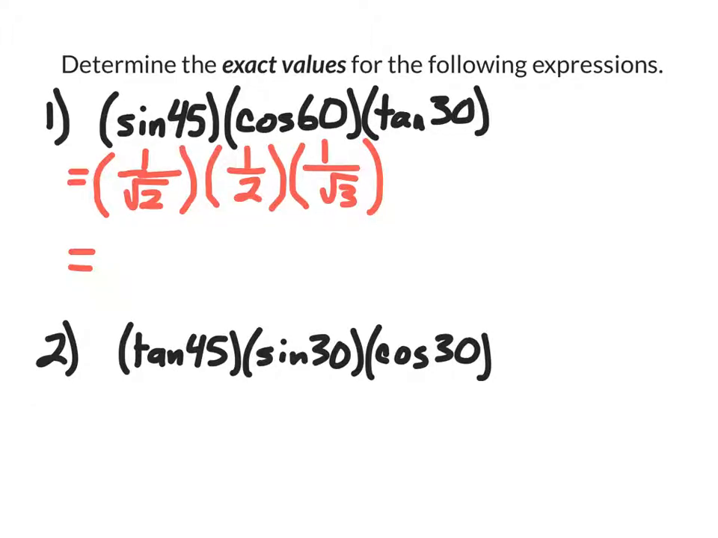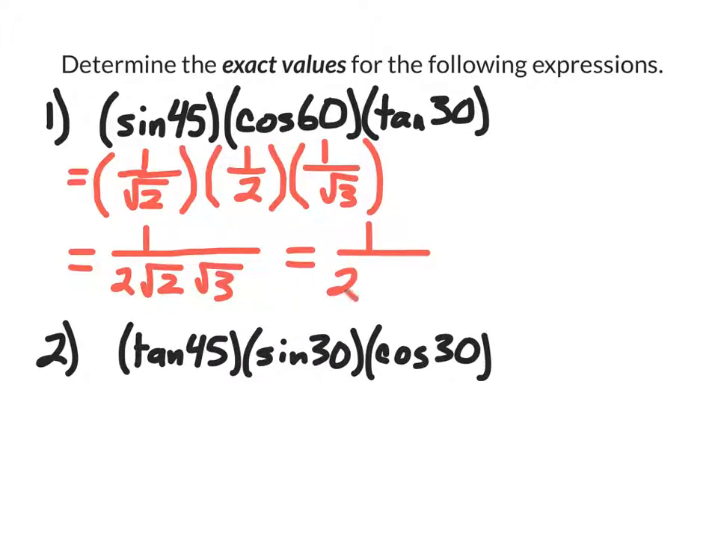If you multiply the numerators together, you get 1. If you multiply the denominators together, you get 2 root 2 root 3. And that simplifies to 1 over 2 times the square root of 6. I'm not going to plug that into my calculator because I won't get an exact answer. And this question's asking for exact values.